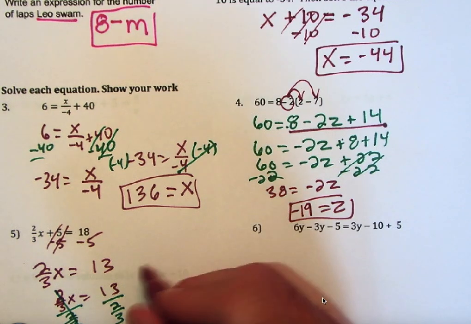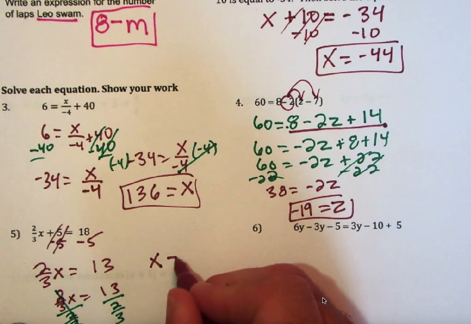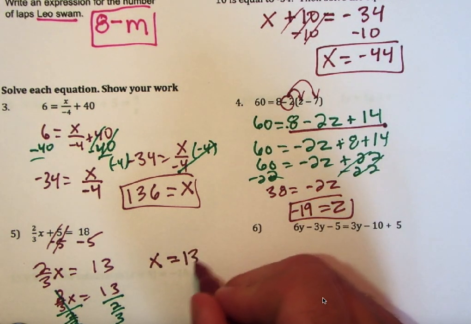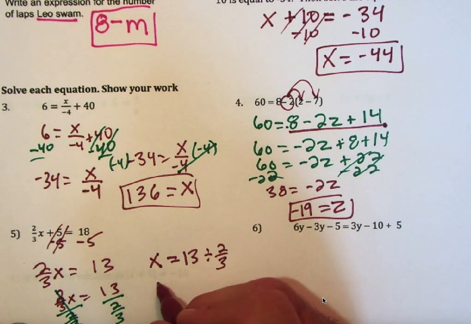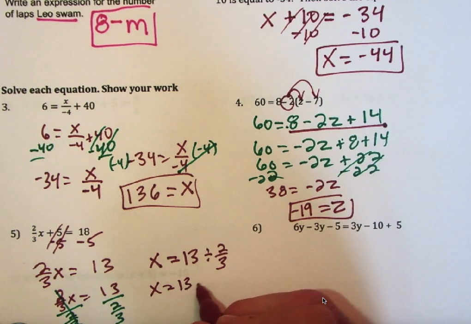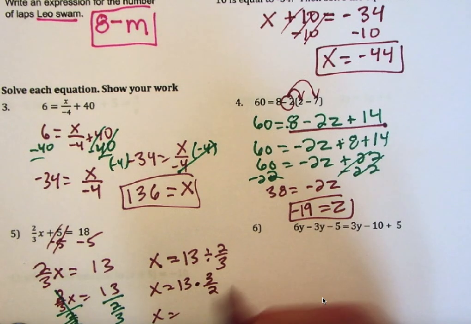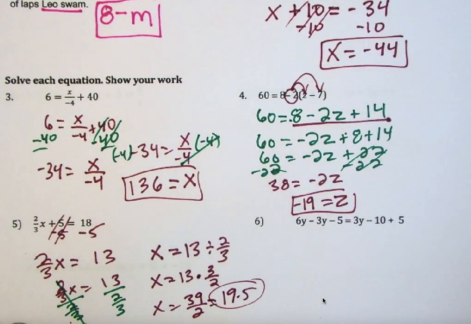Anything divided by itself is 1, so you get x equals 13 divided by 2/3. And again, we never divide by a fraction, right? It's always easier to multiply by the reciprocal. And then you get 19.5. There we go.